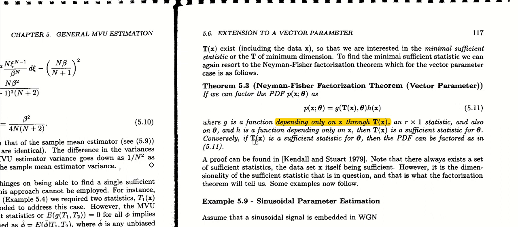Conversely, if T of x is a sufficient statistic for theta, then the PDF can be factored into that form. Okay, so this is like a two-way implication, which we say sufficient and necessary.